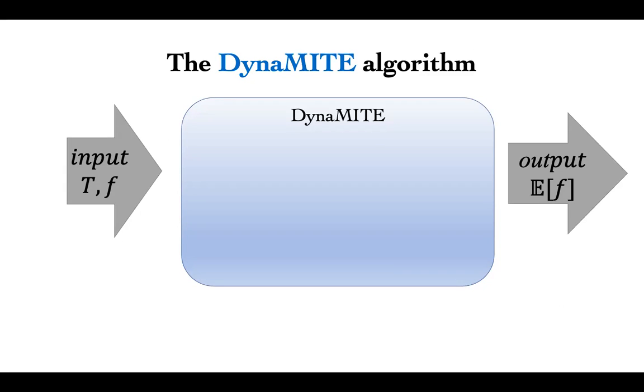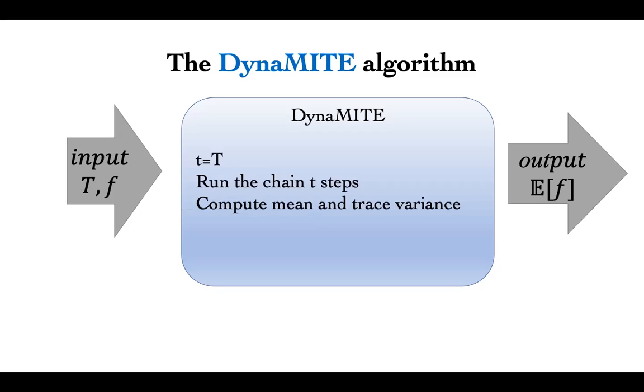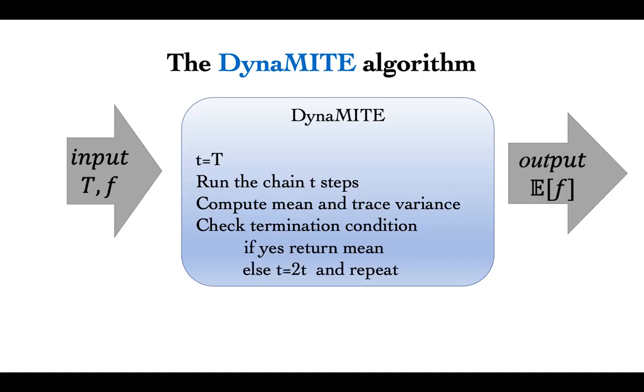The Dynamite algorithm leverages the idea of trace variance to estimate the mean. We take as input capital T, a bound on the relaxation time, and f, the function whose mean we are trying to estimate. To start, we run the chain for capital T steps. We then compute the mean and trace variance. We then check the termination condition. If we are done, we return the mean. Otherwise, we double the sample size and repeat.